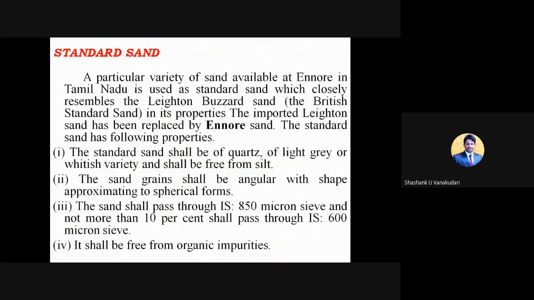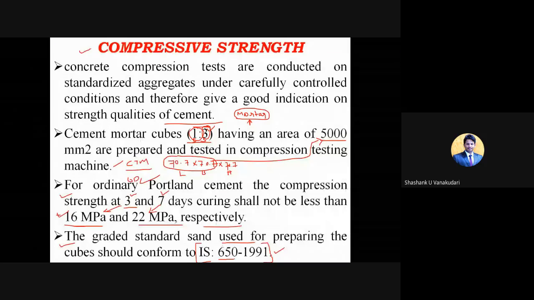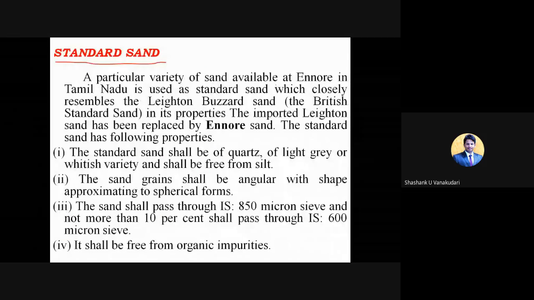So this is the sand we can call standard sand, right? The graded sand used for preparing the cubes should conform to IS 650 1991. This sand only we can call standard sand. How should that standard sand be? A particular variety of sand is available in Tamil Nadu state, especially in the place Ennore. In Ennore, that sand will be available.